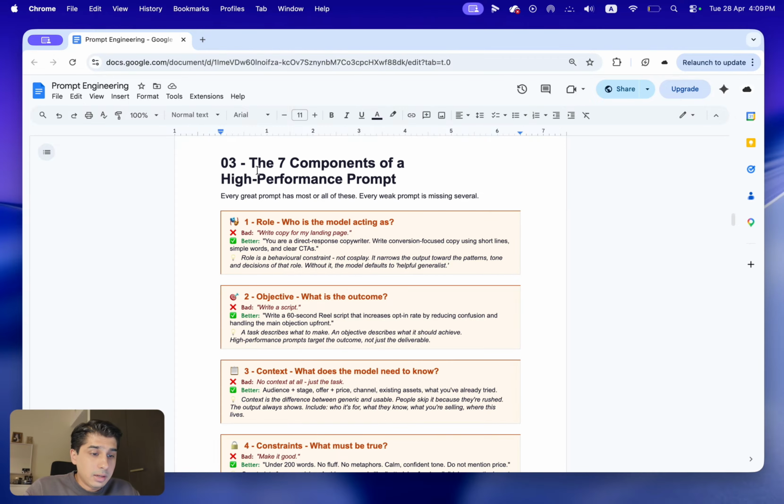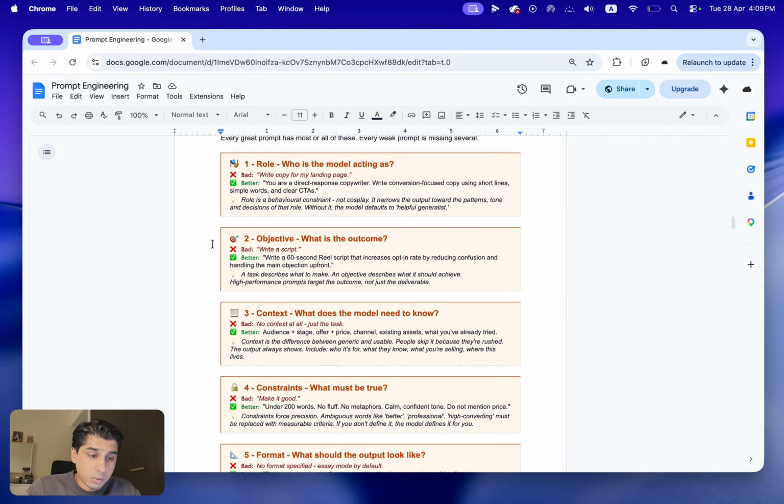Number 3. Now, the 7 components of a high performance prompt, right? Every great prompt has most or all of these, okay? And every real prompt is missing several. Now, rule number 1, right? Who is the model acting as?